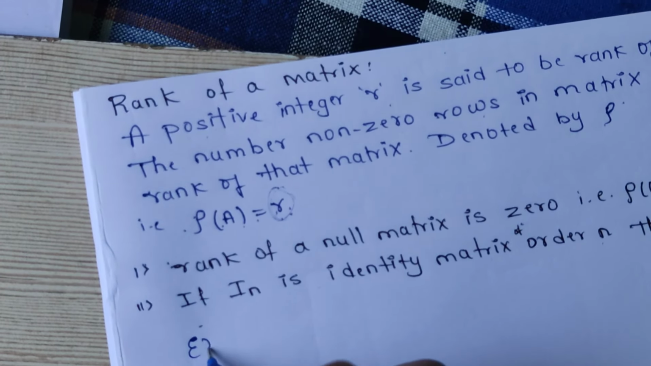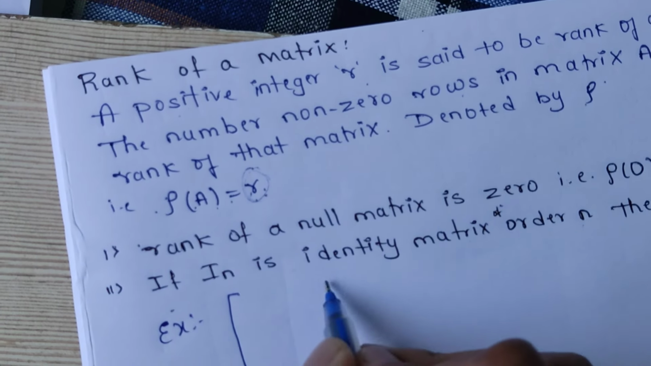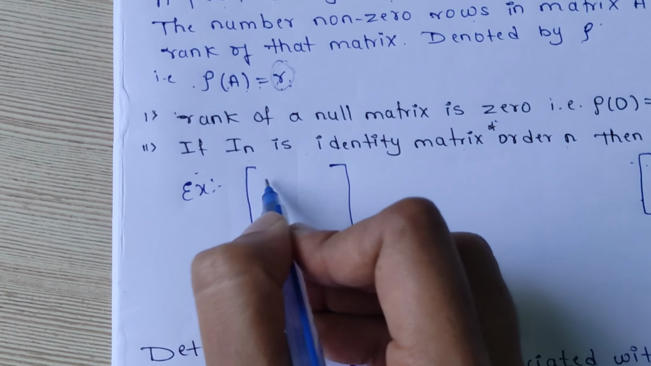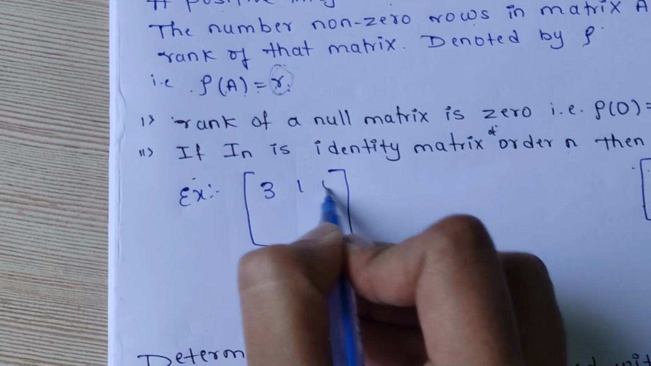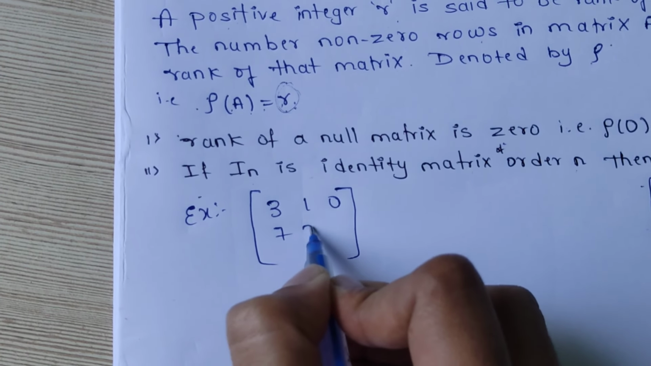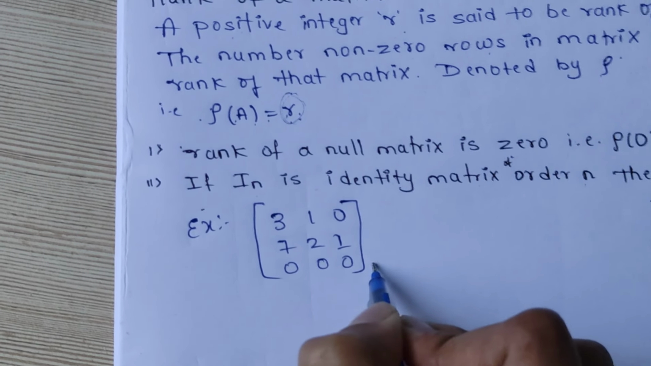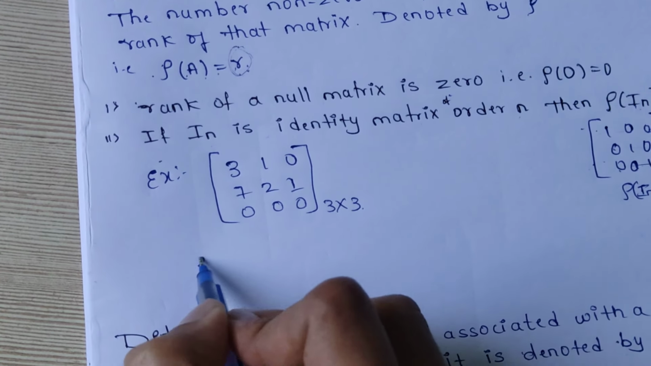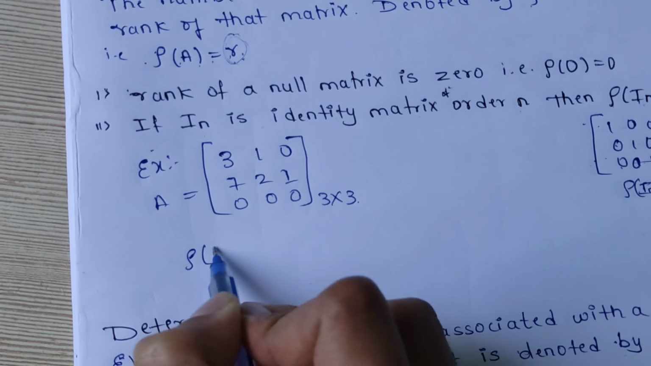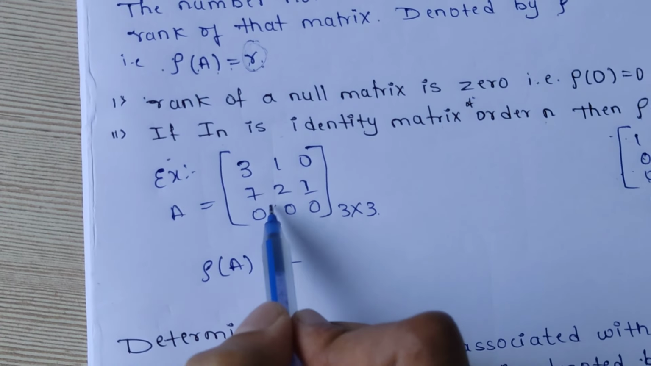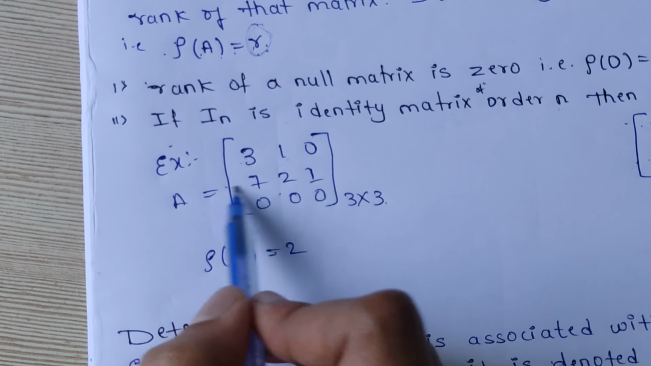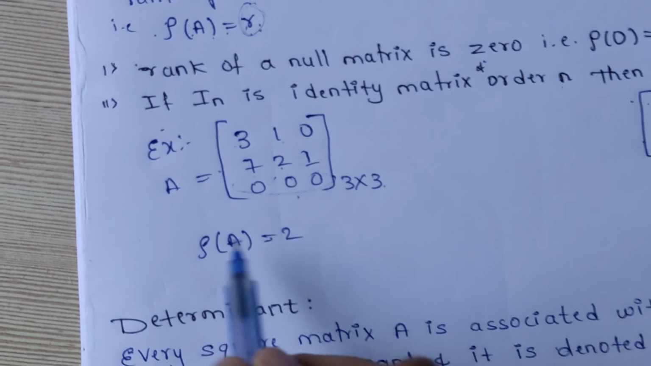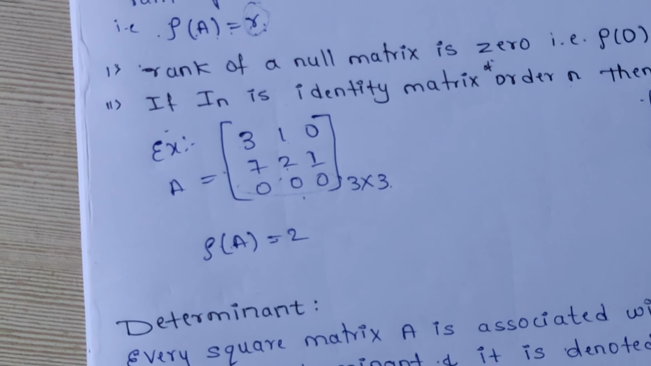So for example, we can see here. 3, 1, 0, 7, 2, 1, 0, 0, 0. It is 3 cross 3 matrix. What is the rank of this? So rank of this matrix A is 2. Why? Because it is having only 2 non-zero rows. The third row is completely 0, so we will not consider this. So rank of matrix A is 2.